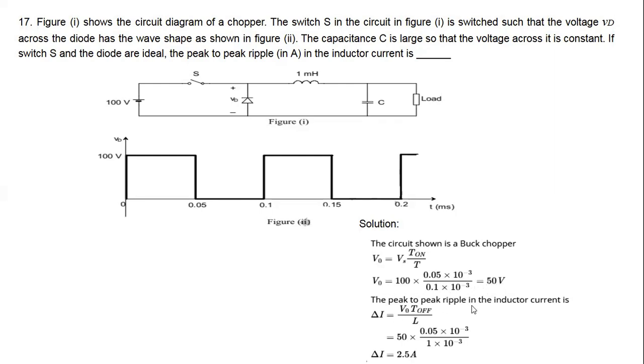The peak-to-peak ripple current of the inductor for a buck converter is given as del I equal to V naught T off by L. Substituting V naught, T off and the value of L, which is given as 1 millihenry, we get the ripple current as 2.5 ampere, which is the required answer.